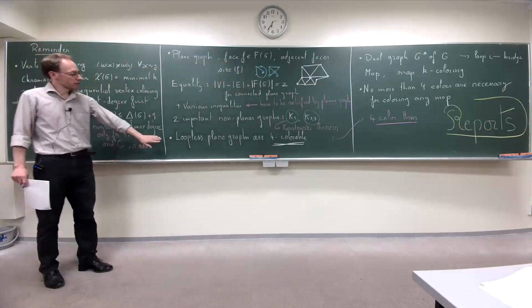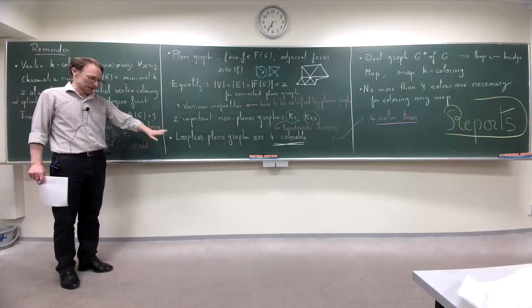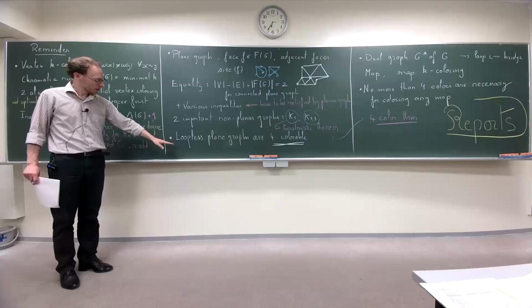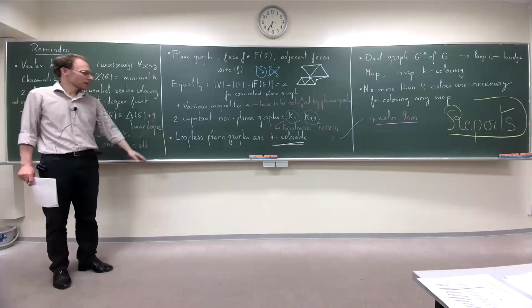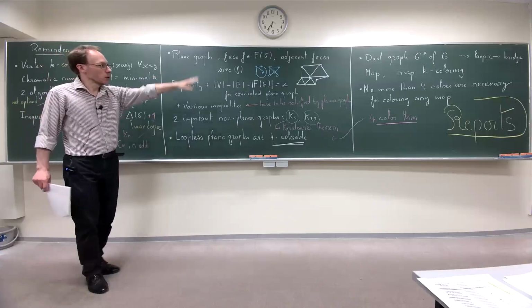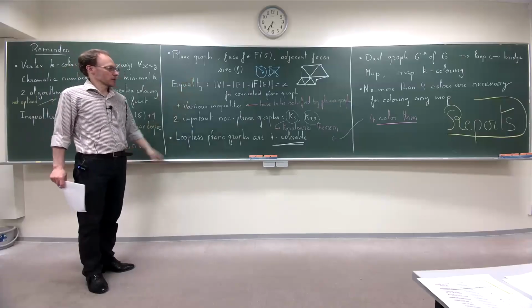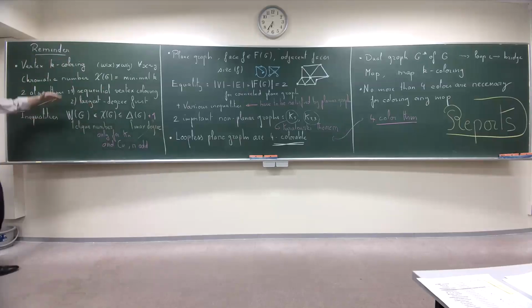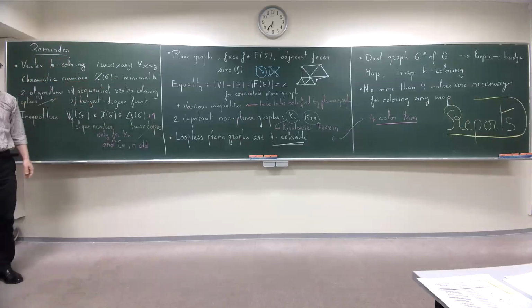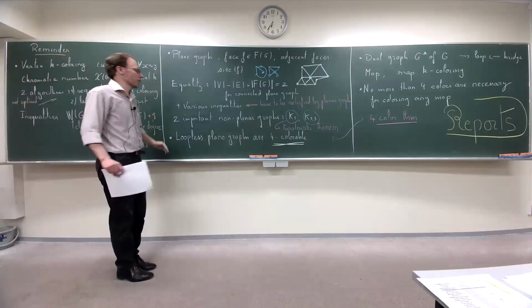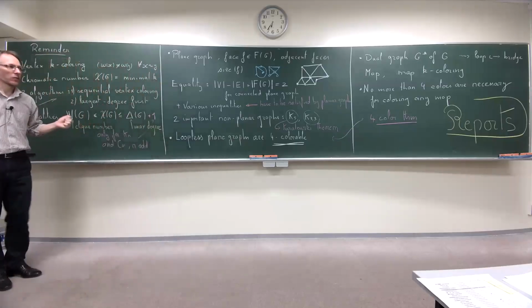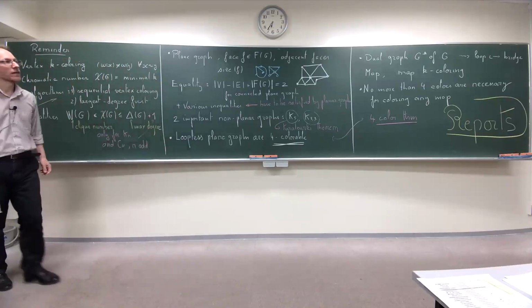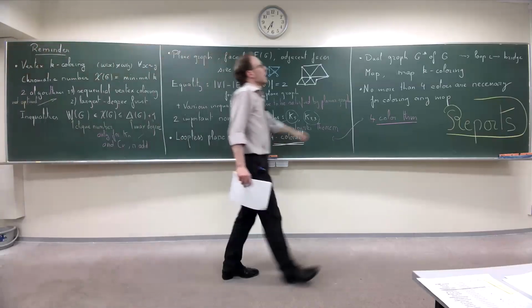And then there is this very important theorem which cannot be proved easily. It took a long time to prove it with computers: any loopless plane graph is 4-colorable. So it means the chromatic number is at most 4, but be careful, this is true for plane graphs. It's not true in general, but for plane graphs, it's true. All right.